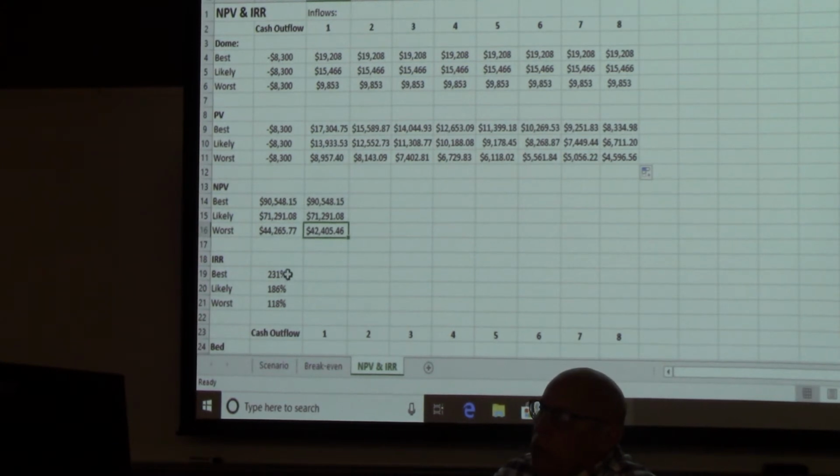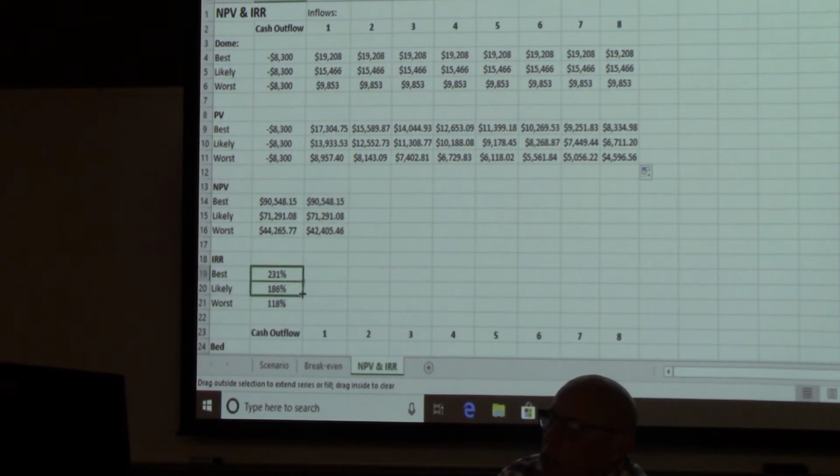But for internal rate of return, you have to use the function or your calculator, and so the function is B4, so we're looking at these cash flows that have not been discounted. So we have B4 to J4, and then we have to give a guesstimate for the discount rate, and I always put 0.1, and I came up with 231% internal rate of return in the best case, likely case, and worst case for the dome.